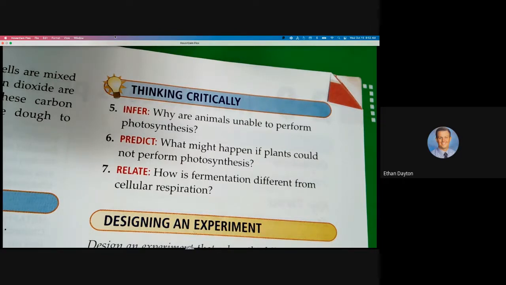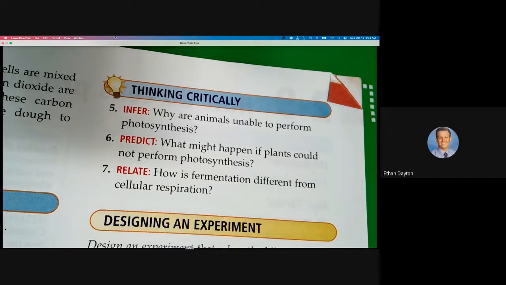I think it's herbivores. Yep. And if there were no herbivores left, there would be nothing for the carnivores to eat. Yep. So the wonderful circle of life would be dead. Yep, if plants could not perform photosynthesis, plants would die, therefore everything would die.